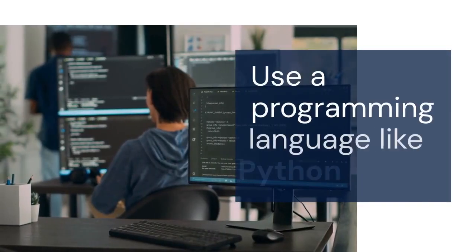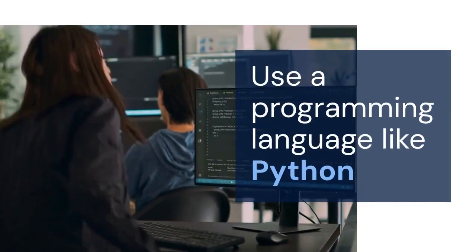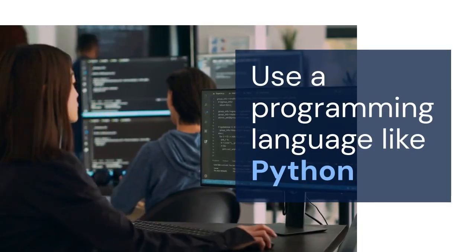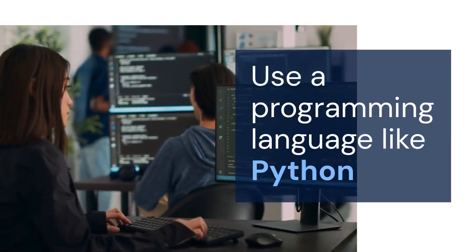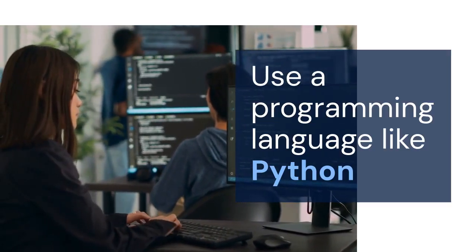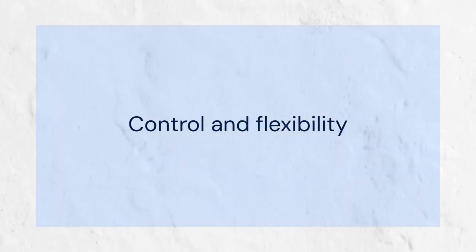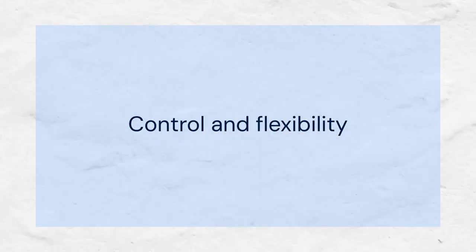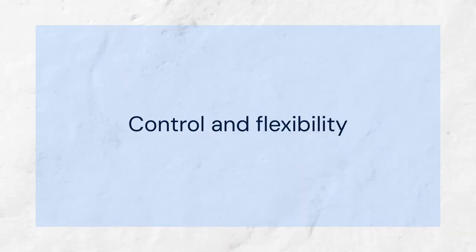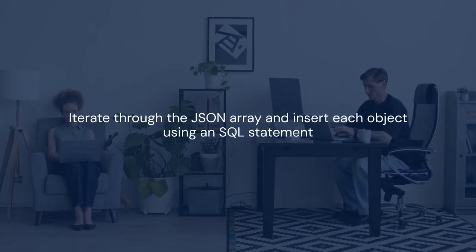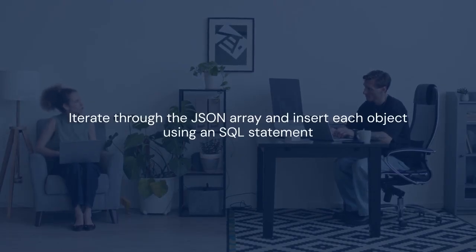Another approach is to use a programming language like Python. With Python, you can read the JSON file, connect to the PostgreSQL database using a library like psycopg2, and then insert the data row by row. This method offers more control and flexibility, especially if you need to perform any data transformations before inserting it. You would iterate through the JSON array, construct an SQL insert statement for each object, and execute it.